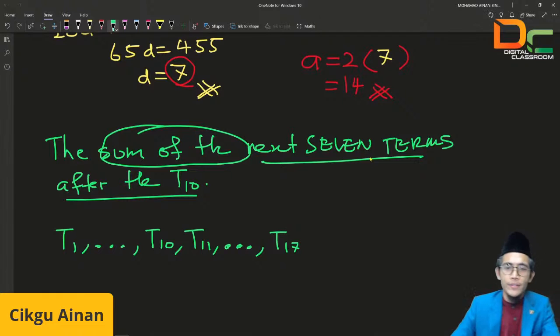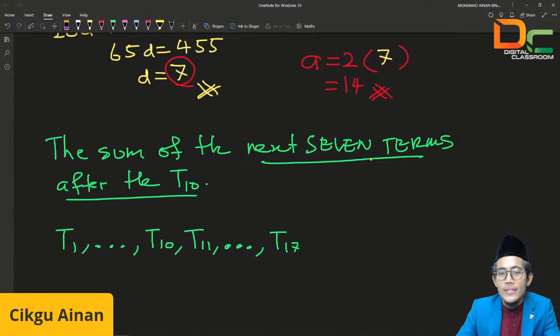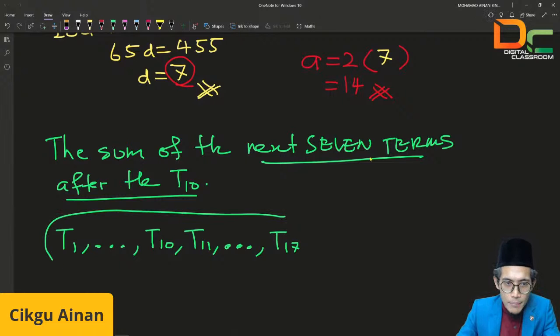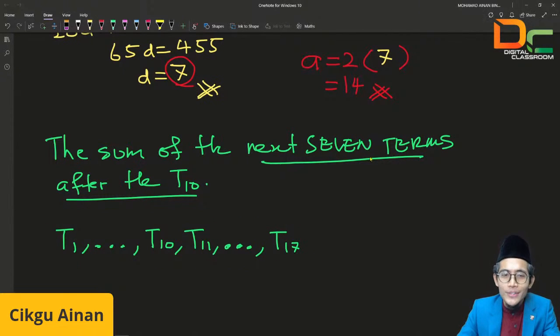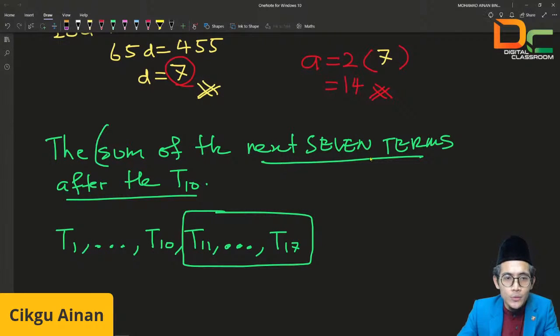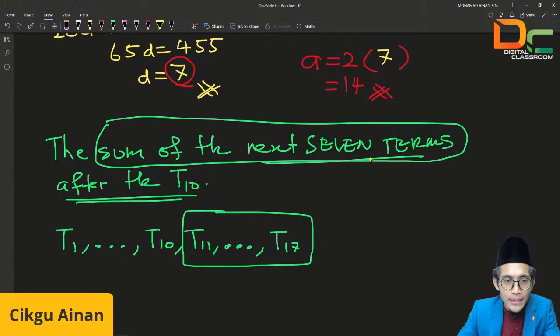Okay, T17. Why T17? Because the question wants the sum of the next 7 terms. The question doesn't want us to calculate the sum of the first 17 terms. It wants this part only. This is what it means by this sentence. After the 10th term, this is what we want. T10 and everything before, we don't want at all.